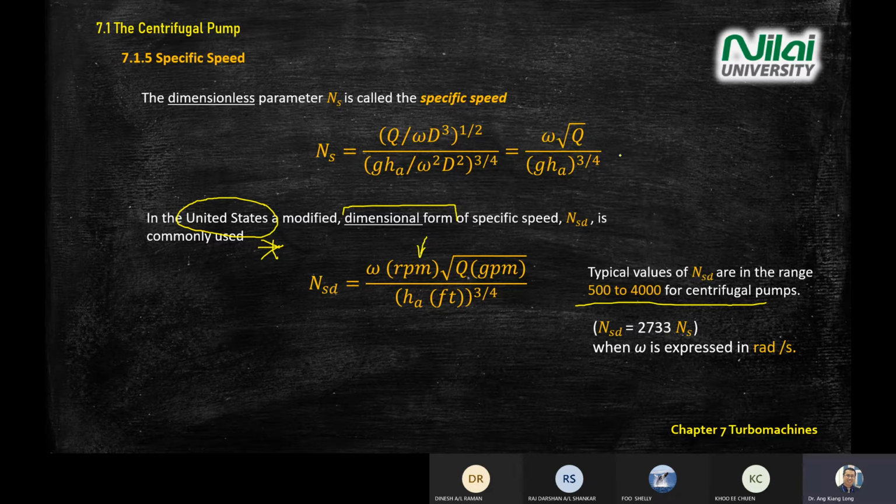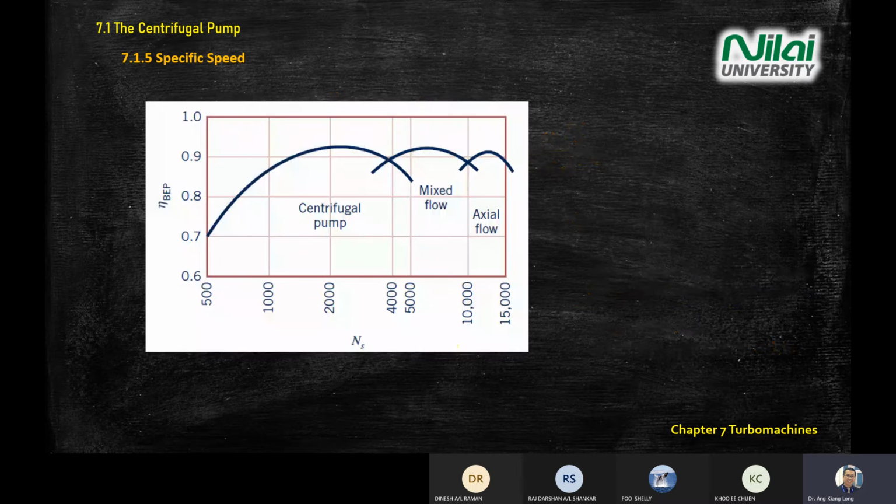Okay, so you calculate NS. Then if you work in the United States, you multiply by 2733 to your answer. Then you'll get what they want. Specific speed is something you'll also see in the maintenance manual for the pump.